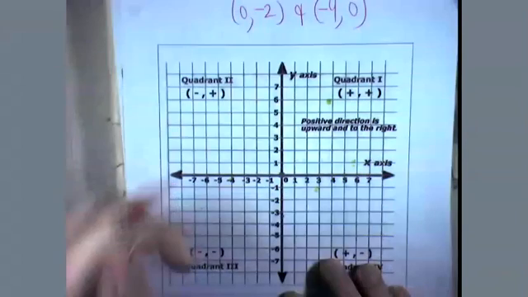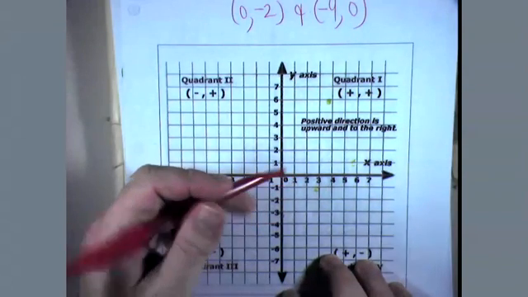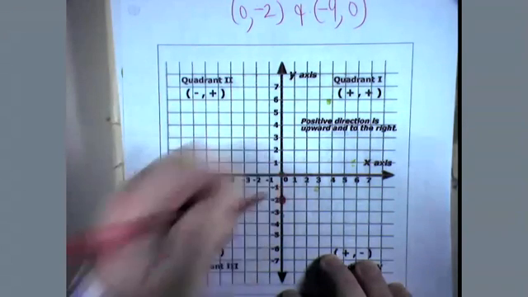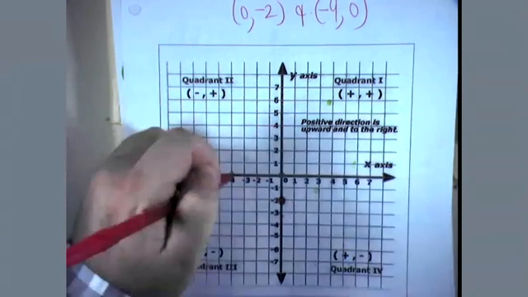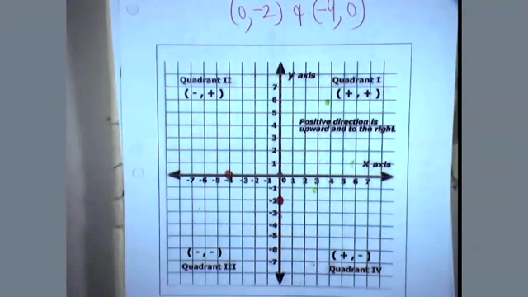All right, so 0, negative 2 just means we're not going left or right at all because x is 0. We can go down 2 spots. And the ordered pair negative 4, 0 just means because x is negative, we're going 4 spots to the left. And because your y-coordinate is 0, we're not going up or down at all. We're stuck at negative 4. And our 2 points, when we connect the dots, form a straight line.